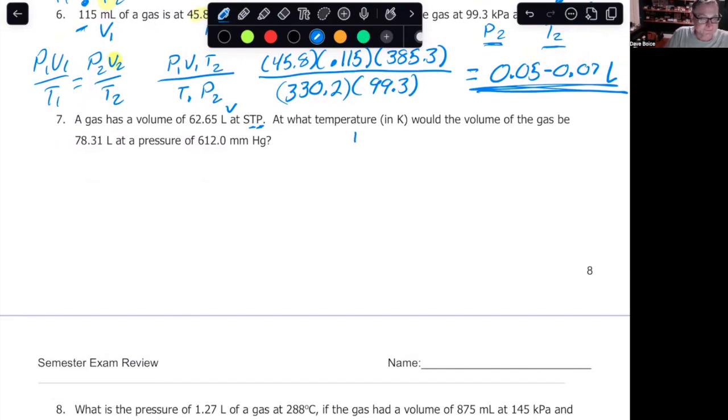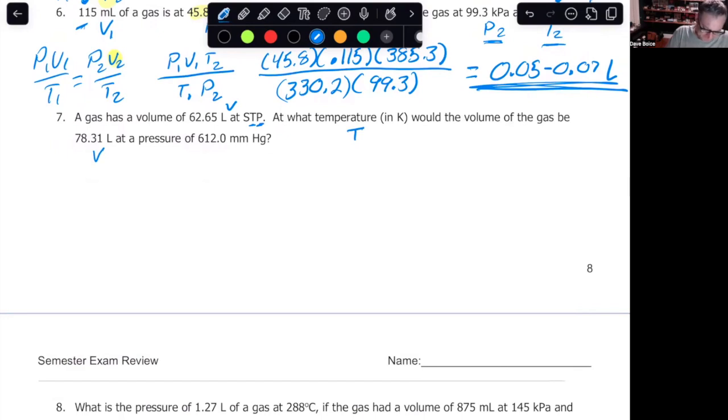So I got another temperature. Okay. Would the volume of the gas be 78.31 liters? So I have a volume with a pressure of 612 mmHg. So this is a pressure. And so these are going to be my twos.